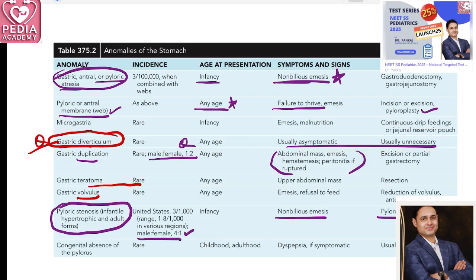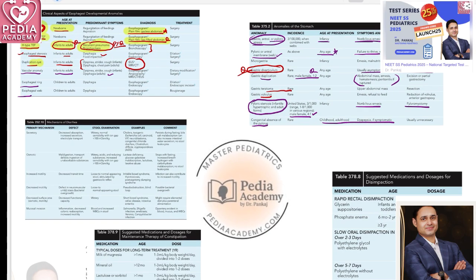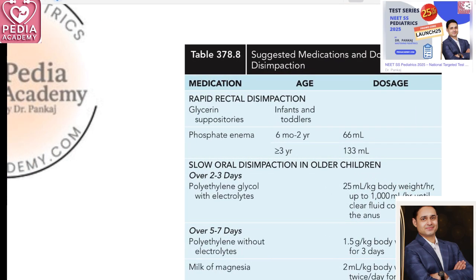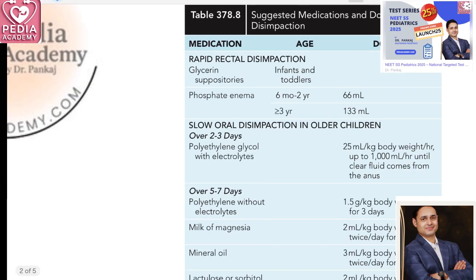Congenital absence of the pylorus is a rare childhood and adulthood condition, and generally treatment is unnecessary. Moving forward to suggested medications and doses of disimpaction. Just remember a few things. Glycerin we give to infants and toddlers. Phosphate enema was asked in one of the exams. So just remember, phosphate enema is for more than 3 years, approximately above 100%, is the answer.